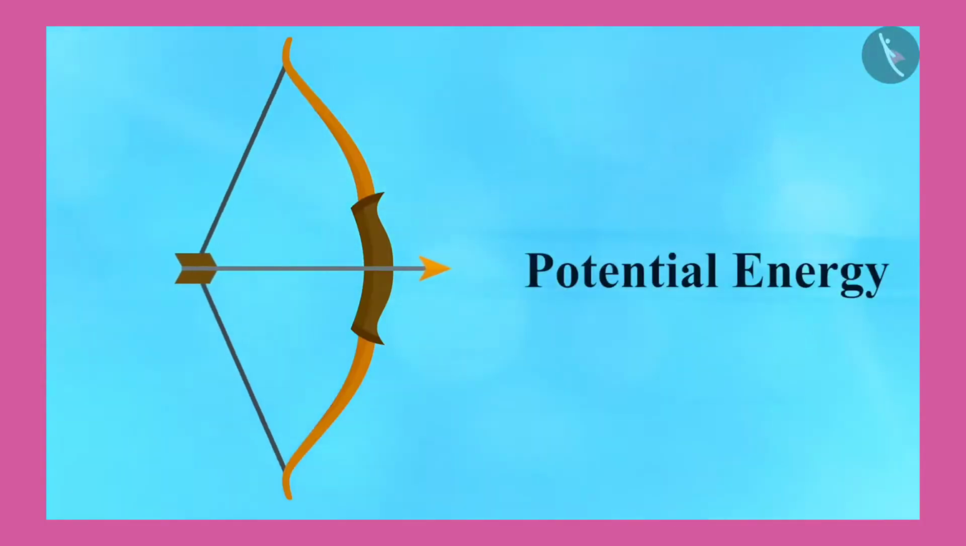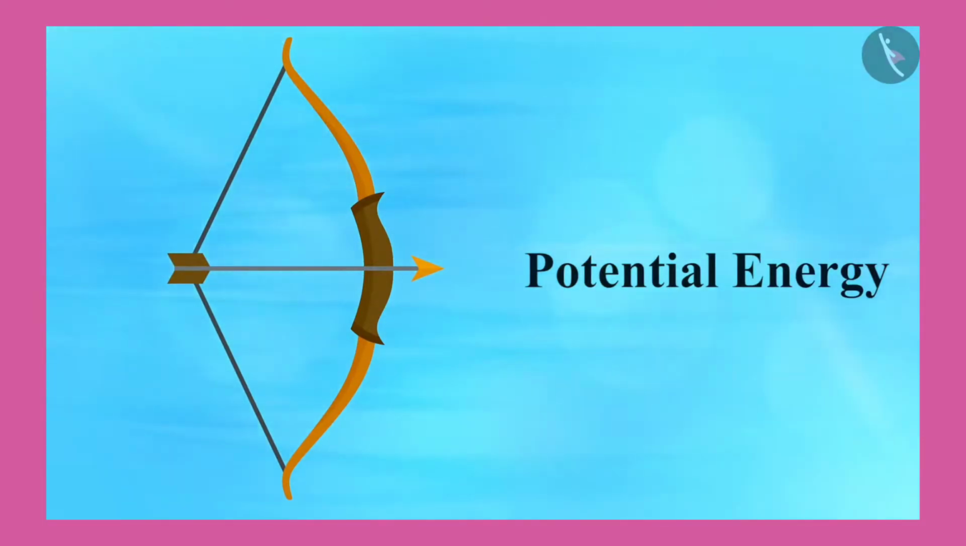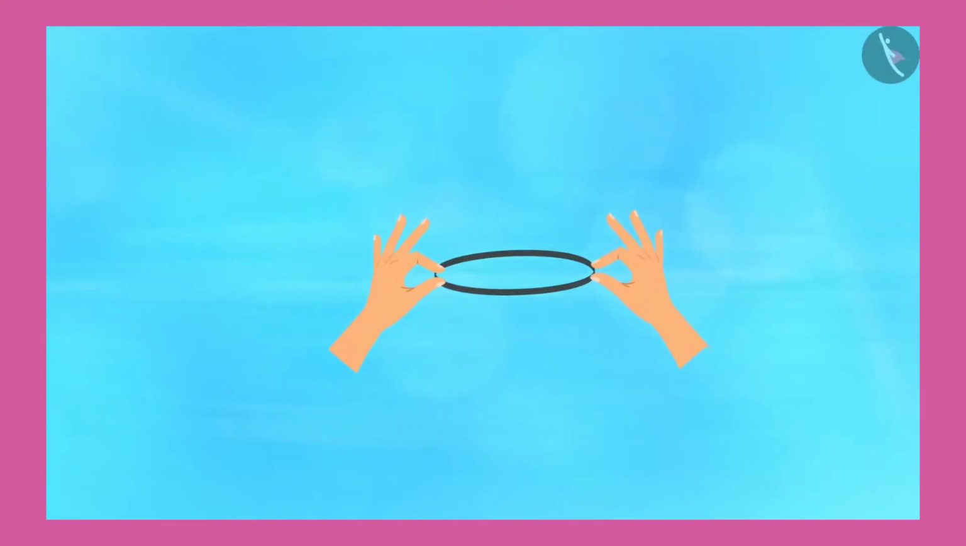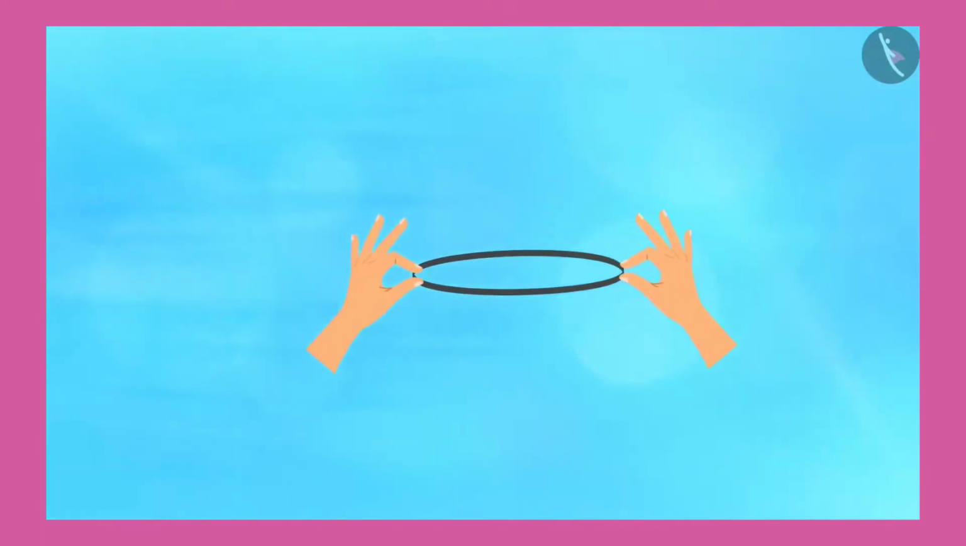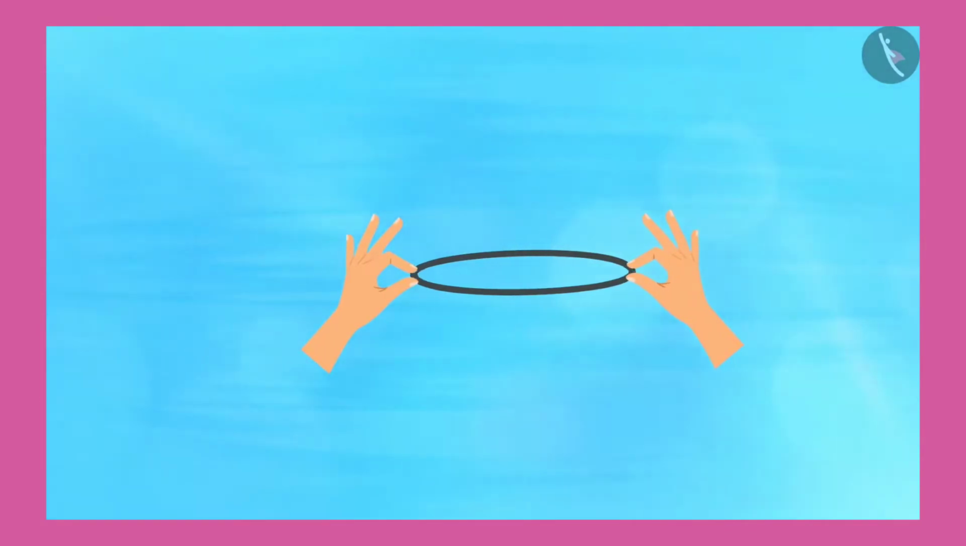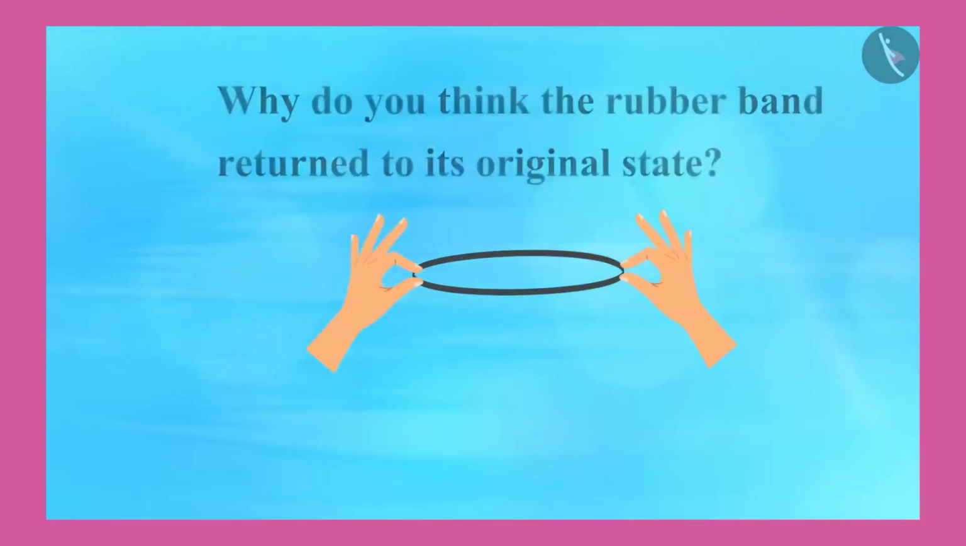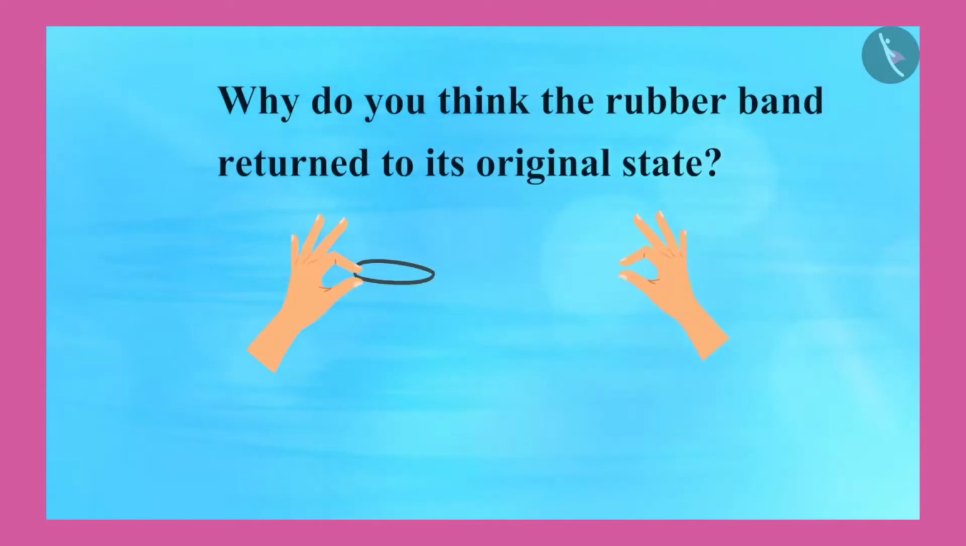Now, let us look at some simple examples to understand potential energy. Pull a rubber band with one hand and pull the band with the other hand. The rubber band will get stretched. Now, release the rubber band from one end and you will see that the band returns to its original state. Why do you think the rubber band returned to its original state?